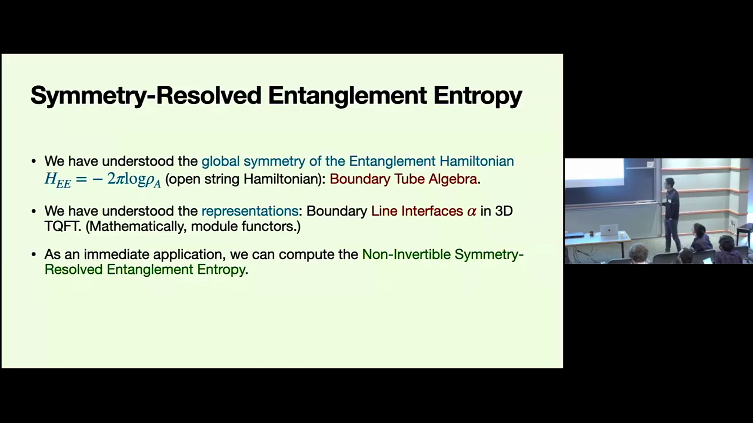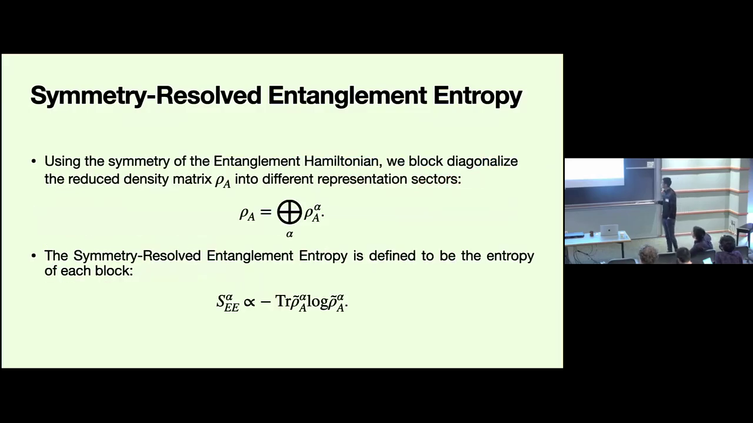Okay, so where we are: we have understood that the global symmetry of the entanglement Hamiltonian is given by this boundary 2-algebra. We gained some intuitive understanding of what the irreducible representations are. These are the boundary line interfaces alpha, which live in some topological boundary condition of this 2+1 TQFT. As an immediate application, we can now compute the non-invertible symmetry resolved entanglement entropy, which I'm going to define right now. Since the entanglement Hamiltonian commutes with this boundary 2-algebra, we can use that to block diagonalize the reduced density matrix rho_A into different representation sectors alpha. The symmetry resolved entanglement entropy is simply defined, up to some normalization, to be the von Neumann entropy of each block.